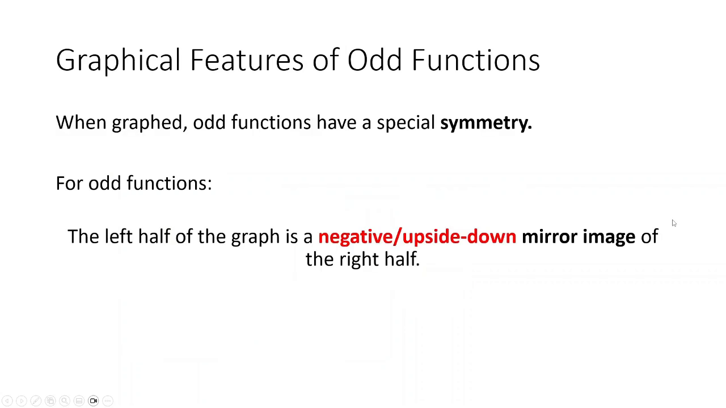Now, odd functions have a beautiful graphical feature. When you graph an odd function, the left half of the graph and the right half of the graph are very closely related to each other. If you look at the left half of the graph, it is a mirror image of the right half of the graph, just flipped upside down. Let me show you what I mean.